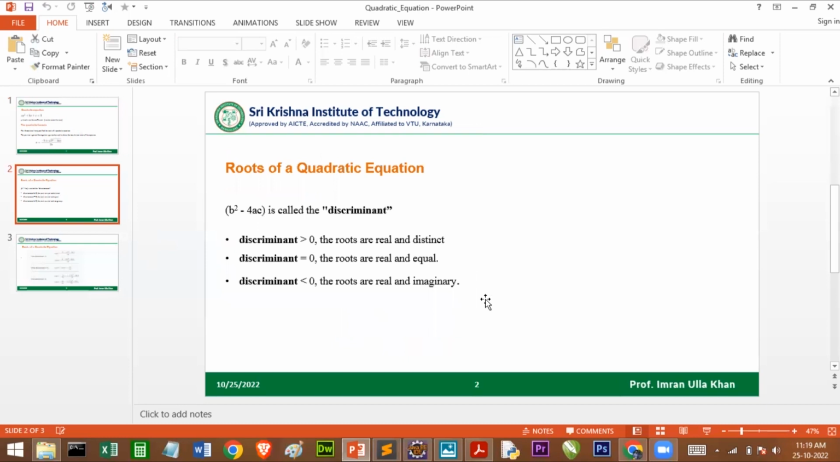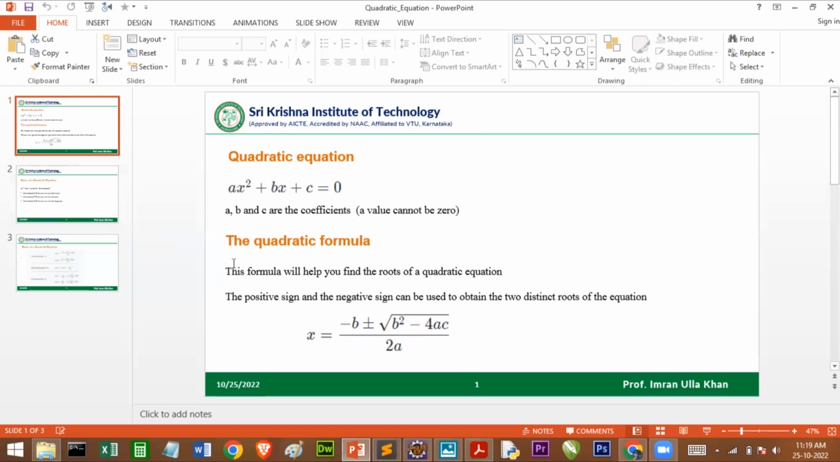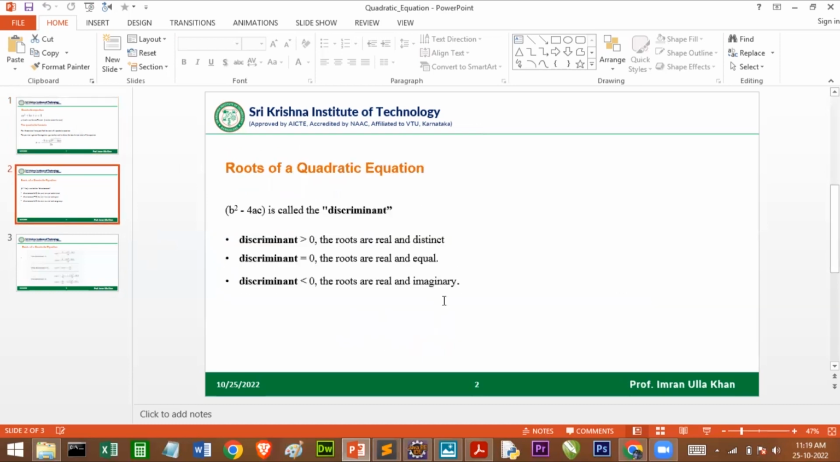The roots of a quadratic equation depend on the discriminant, that is b square minus 4ac. If the discriminant value is greater than 0, the roots are real and distinct. You'll get two roots, and those two roots are different. If the discriminant value is equal to 0, the roots are real and equal. And if the discriminant value is less than 0, the roots are complex, real and imaginary.